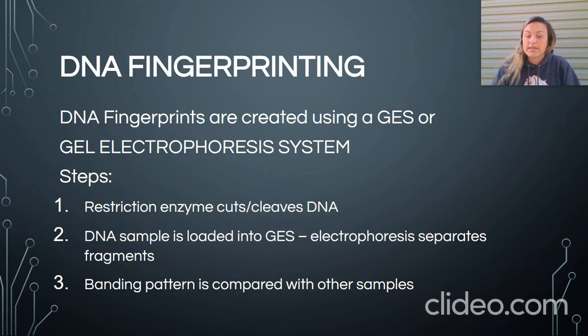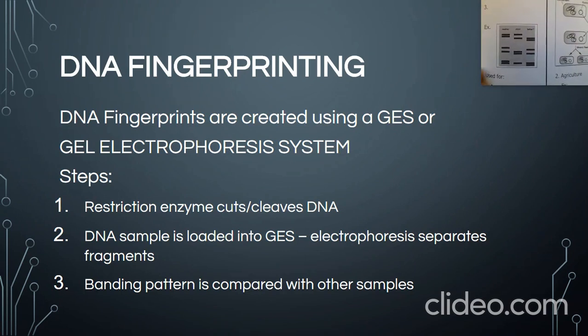All right, then that DNA sample is then loaded into the gel electrophoresis system or GES, and that electrophoresis sends electrical currents that then separates out those DNA fragments. And those DNA fragments are separated out by length. All right, so your shortest fragments are going to travel the furthest, and your longest ones are going to stay kind of more towards the very start of the gel system. So this banding pattern that's created is then compared to other samples.